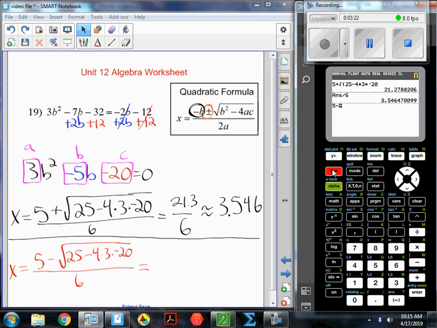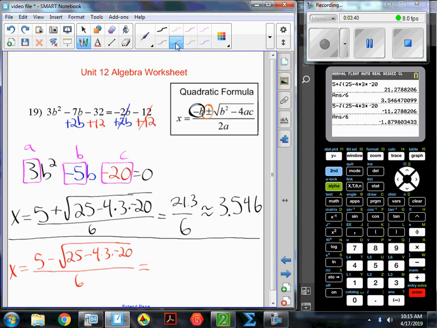5 minus the square root. 25 minus 4 times 3 times negative 20 gives me negative 11.2788206, and then divide by 6. So we had negative 11.3, if I'm rounding, over 6. Just to show my steps, if I wanted to, and negative 1.88.